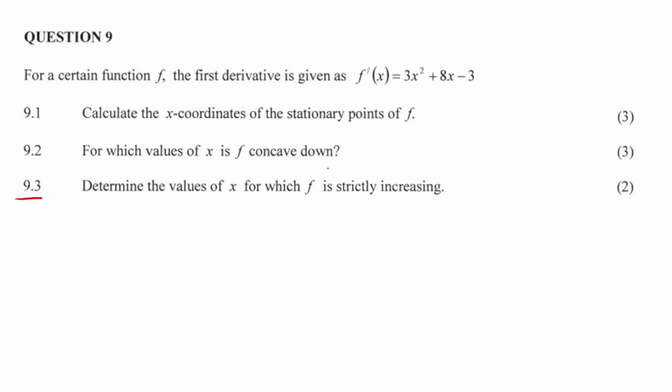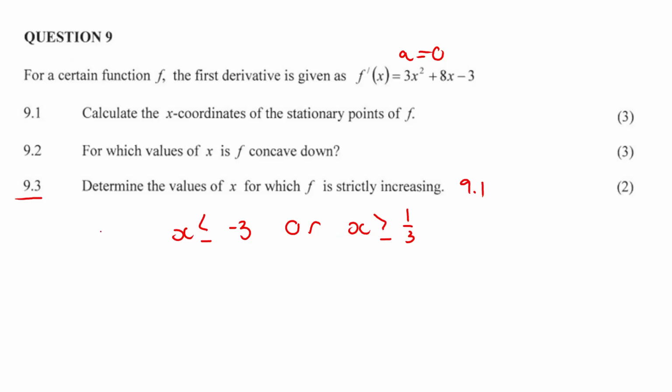9.3, determine the values of x for which f is strictly increasing. We are going to utilize our answers from 9.1, our stationary points, and given that a is going to be positive, our values are going to look like this. So x is less than or equal to negative 3, or x is greater than or equal to a third. This tends all the way to positive infinity.